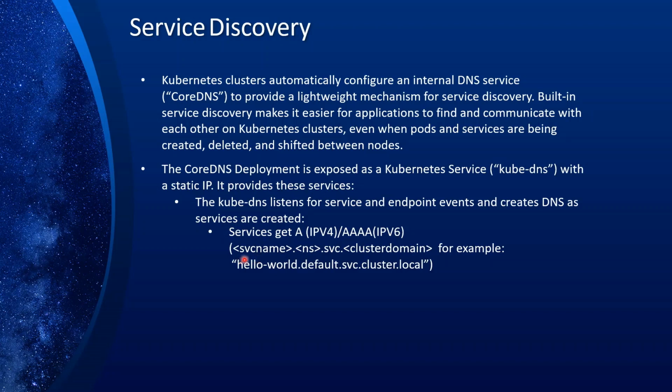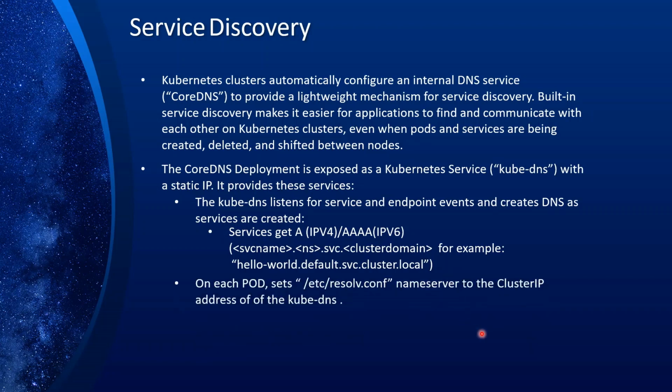And the format of the service name, as we talked about a little bit earlier in that previous demo, is the service name.namespace.svc.cluster, for instance, hello-world.default.svc.cluster.local. Also on each pod, it sets the resolv.conf file, which provides the name resolution for that pod. And it sets it to the ClusterIP address of the KubeDNS, so that would be the resolver.